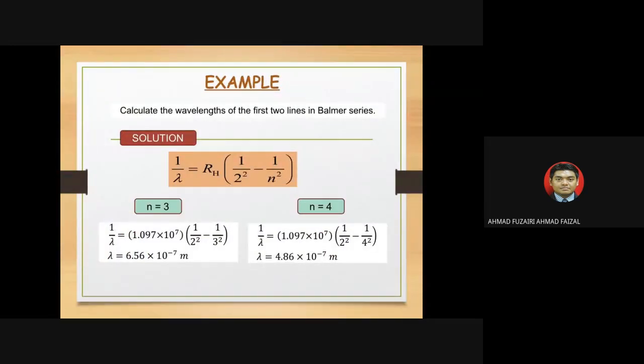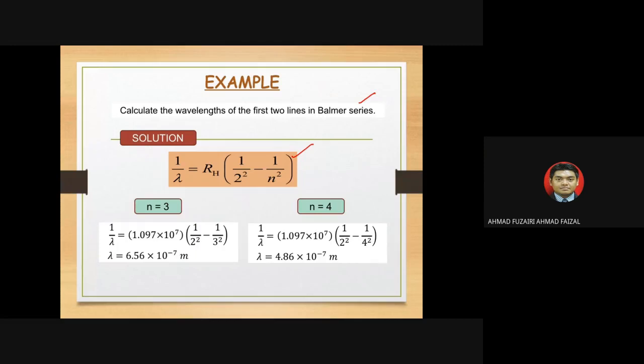Before I end my video, here is one simple example. The question is: calculate the wavelengths of the first two lines in the Balmer series. So you have to give the two wavelength values. Recall from my previous slide that to calculate this wavelength, we may use the Rydberg equation, as shown in the following equation.